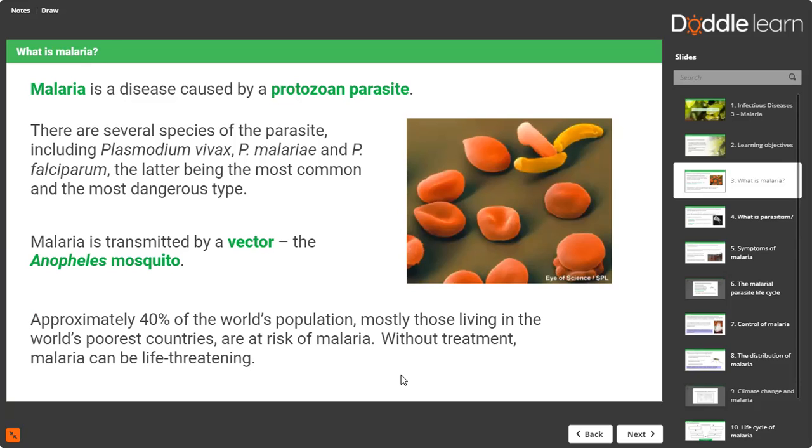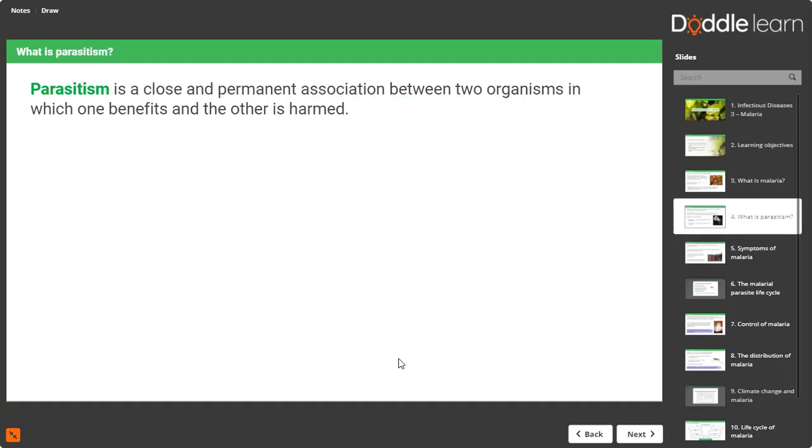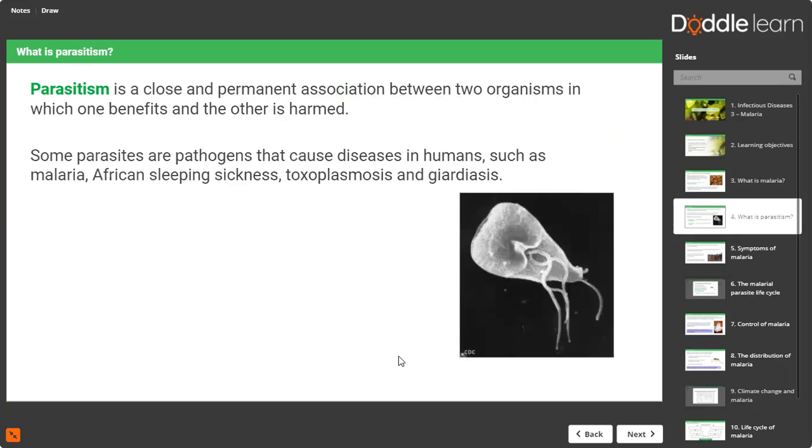So what is parasitism? Like I've said, parasitism is a close and permanent association between two organisms. Basically one benefits from this relationship and the other one is harmed, so there's no mutual reciprocation. It's literally one is taking and one is losing in this situation. Some parasites are pathogens that can cause diseases in humans. So we've got examples such as malaria. There's also African sleeping sickness, toxoplasmosis, and giardias.